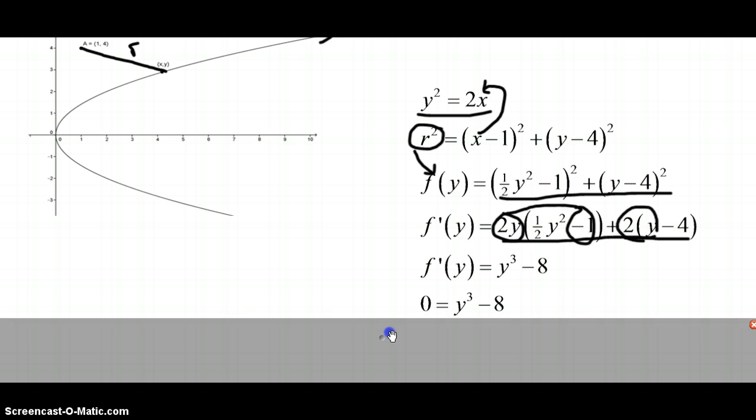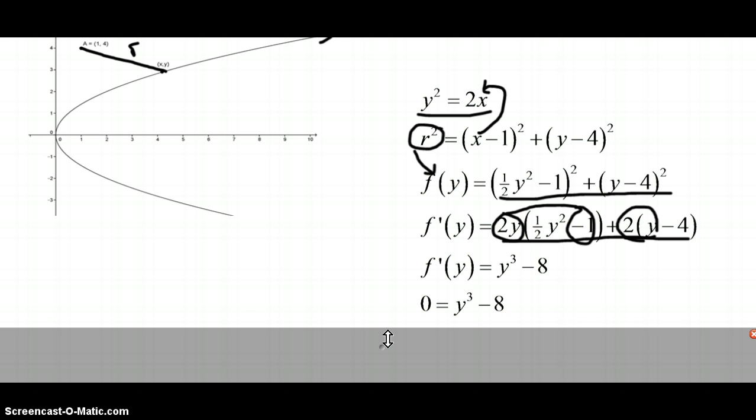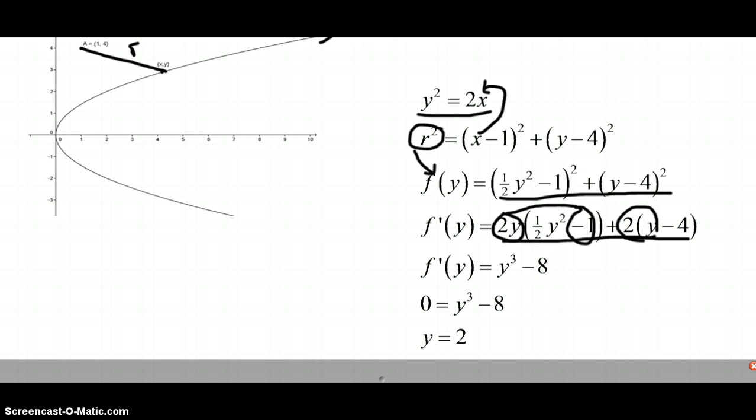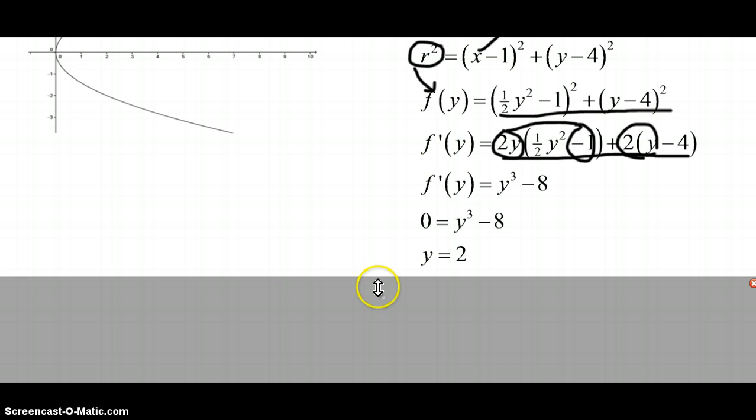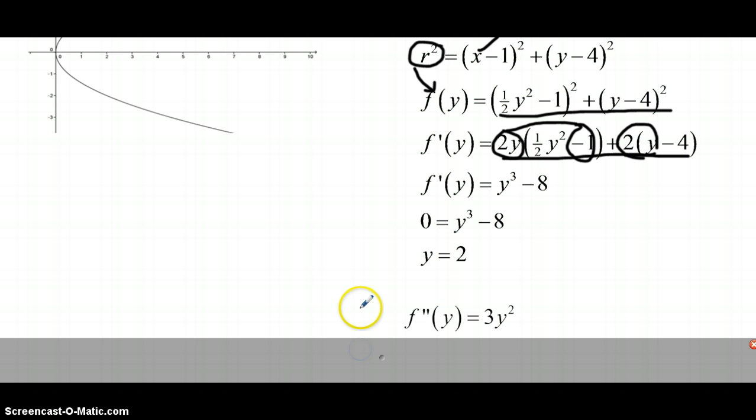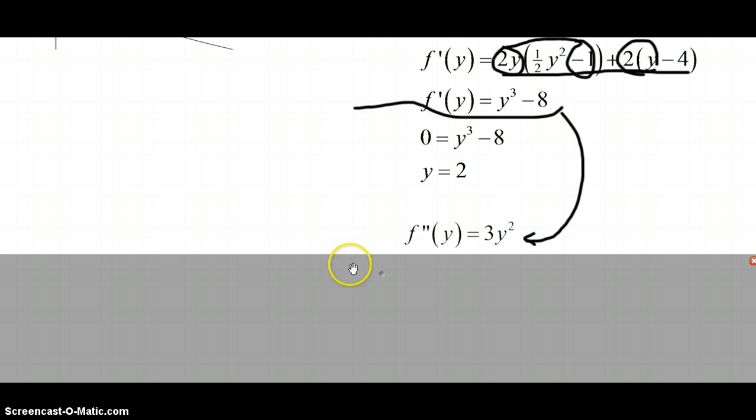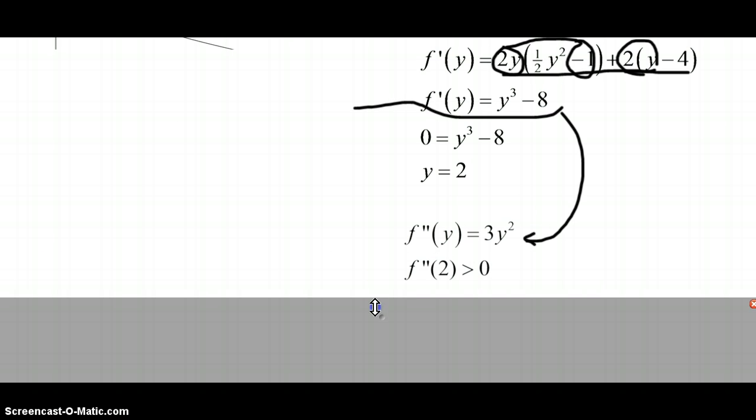I want to know a critical point, so I'm looking for where that function is equal to 0. Solve and we get y is 2. I need to know that this actually is a minimum, not a maximum. So I took the second derivative of my function. So here's my first derivative right here. And I took the second derivative. My second derivative is always positive. So I know I have a minimum.